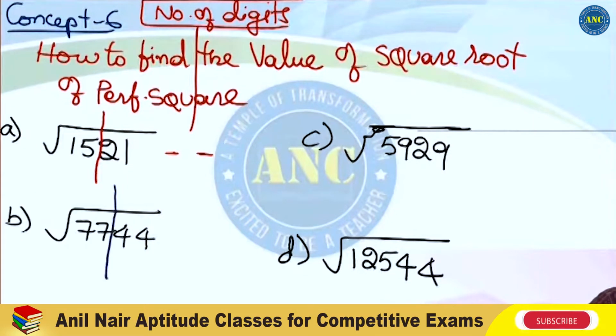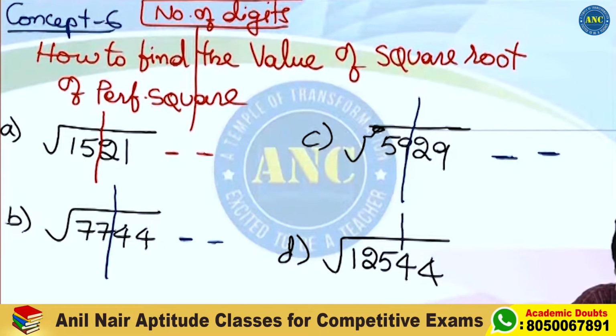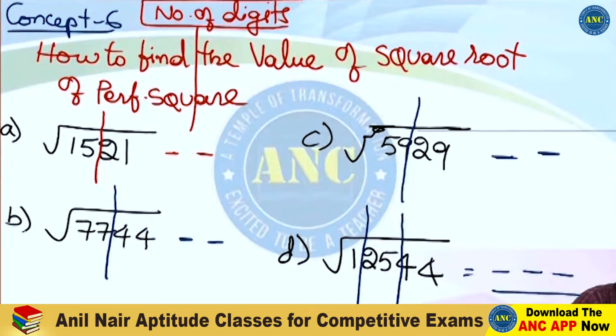Keep a slash. 44 is one group with 2 digits. 77 is another group with 2 digits. So, 59, 29. 29 is one group, 59 is one group. 12544: here it is slash slash. 1 can be written as 01. So the answer is nothing but a group of 3 digits. I hope the idea is clear.